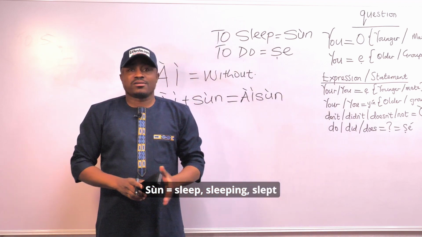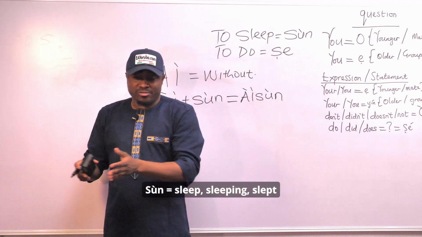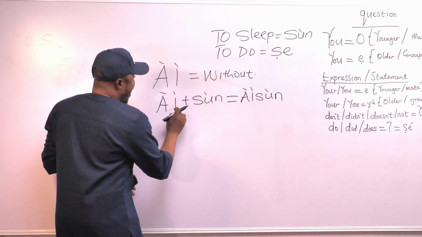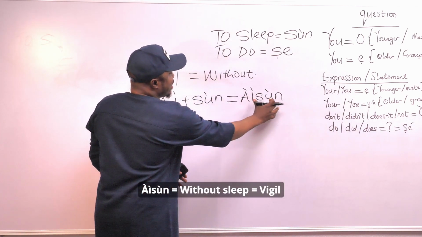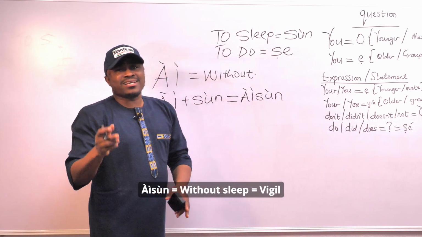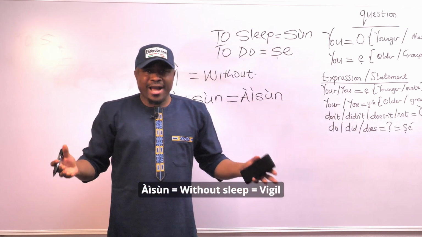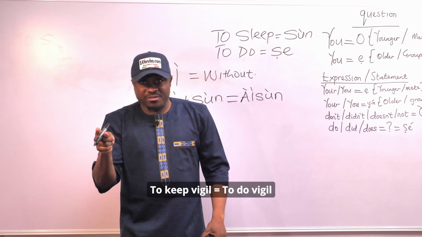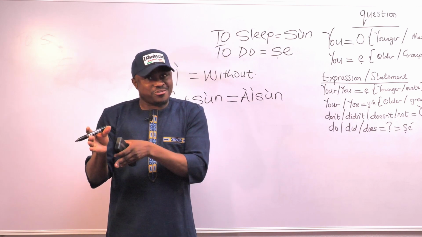In Yoruba, because everything happens in the present, sleep, sleeping, slept is soon. So if you then say àìsùn, that's without sleep. And that's the word for vigil. Àìsùn, vigil. Now, to keep vigil, right, is to do vigil.